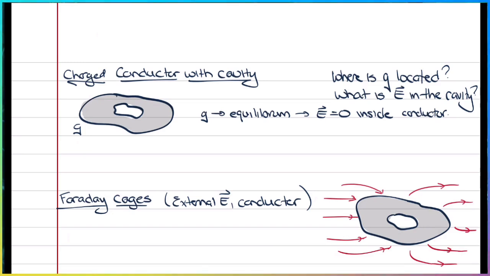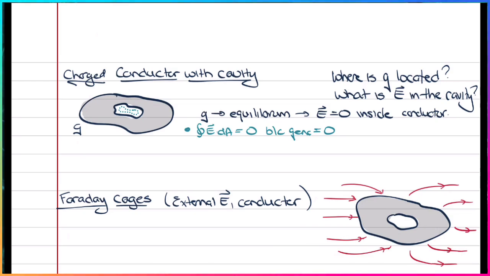If I then draw a Gaussian surface, say dotted, that's entirely inside the cavity, then the flux in this case is 0 because Q enclosed is 0. The charge is on the conductor, so the charge is not inside the cavity, but somewhere on the conductor. So the electric field inside the cavity is 0. That might be helpful.